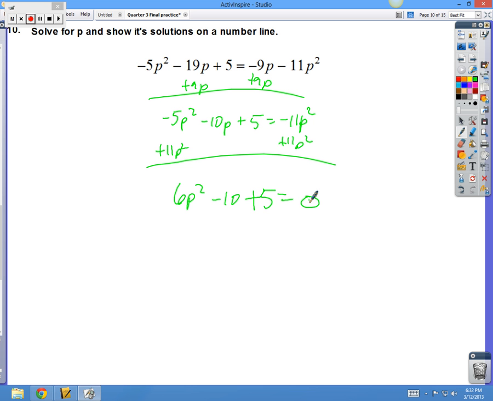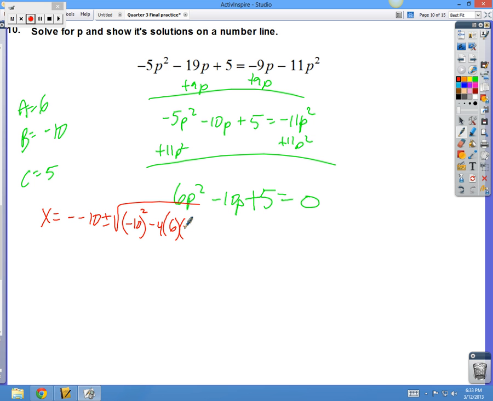Okay, quadratic formula. So a, b, and c. a is 6, b is negative 10, I forgot my p, negative 10p, and c is 5. So now if I plug it into the quadratic formula, it's going to be x equals negative b. So it's going to be negative negative 10, because 10 is already negative, plus or minus the square root. Put this in parentheses, b squared minus 4 times a times c, all over 2 times a.